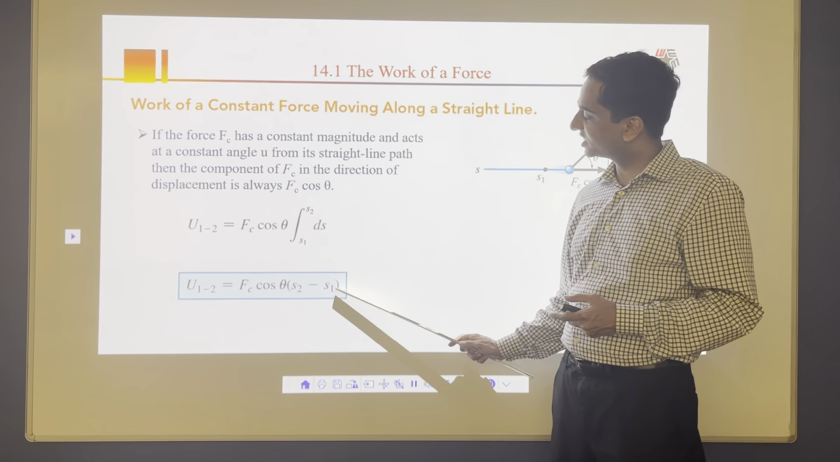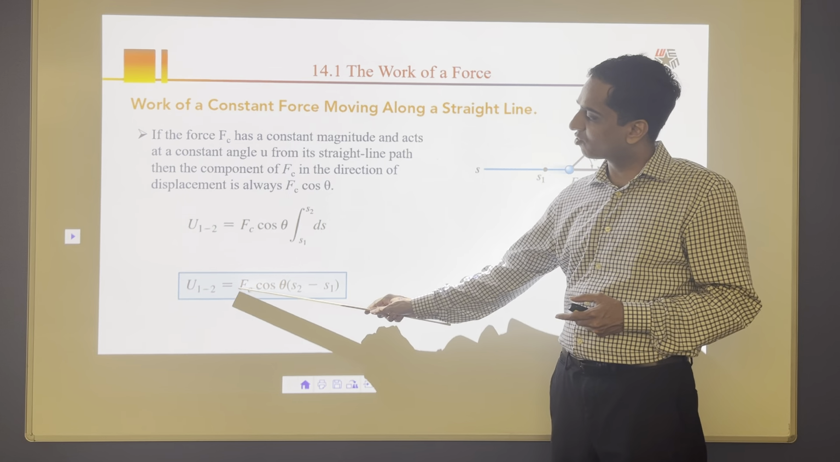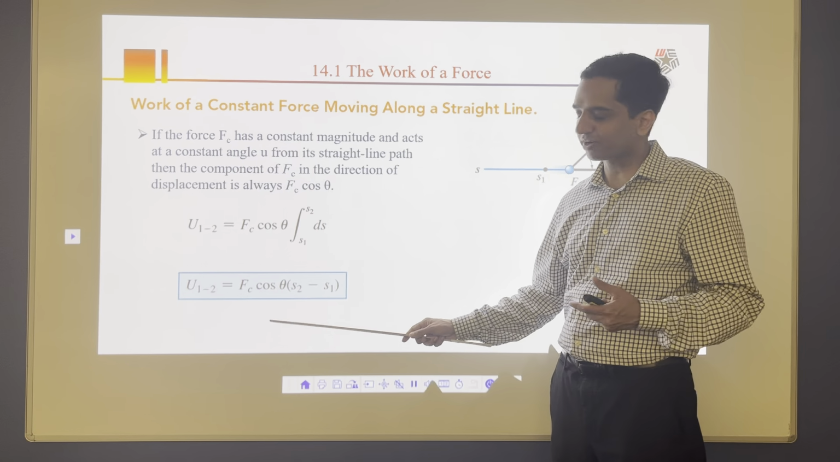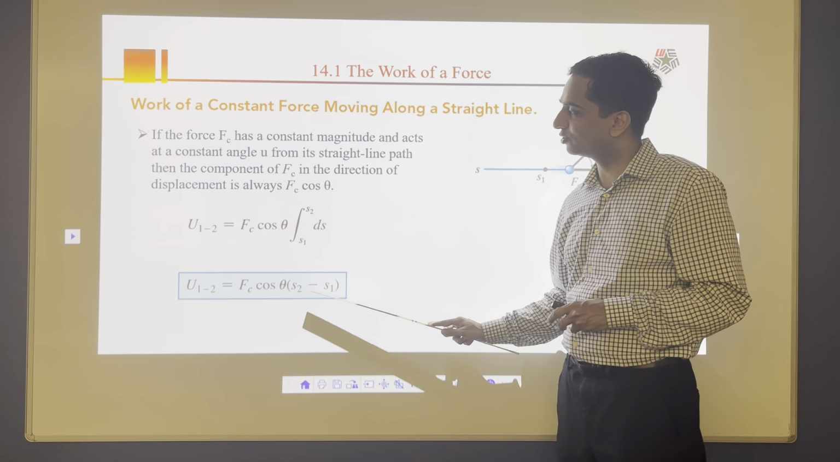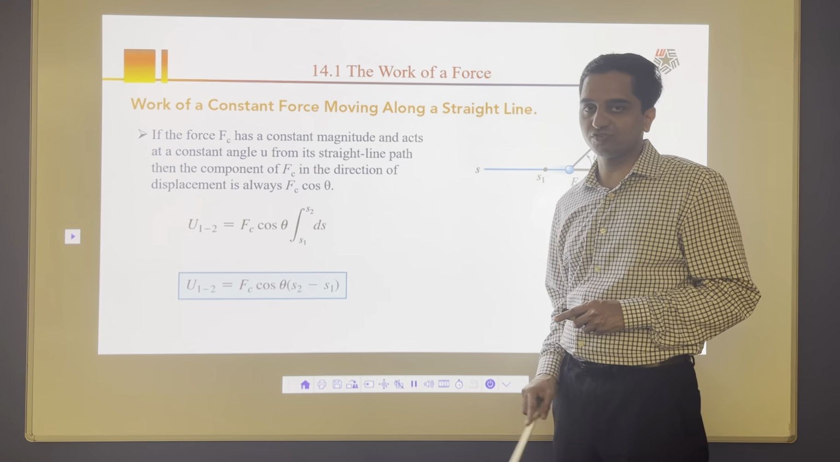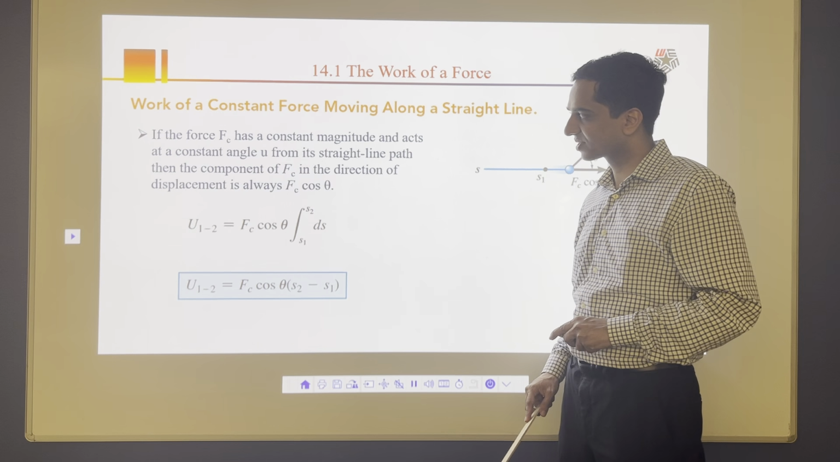So that's your S2 minus S1, and then we have the constant force and cos theta, cos 30, whatever the theta is. And that's the first simple case: force into displacement, the work of a constant force along a straight line.